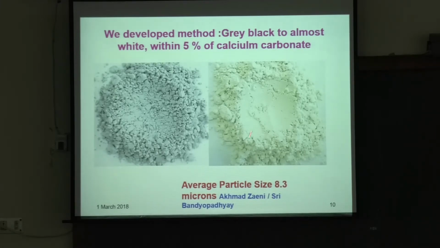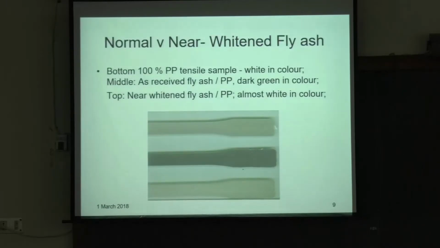And then this is the near-whitened fly ash. When it's within 5% of calcium carbonate, that means it has 95% whiteness of calcium carbonate. All right? We also measured barium sulfate, which is a little bit whiter than calcium carbonate, but again about 95 to 96%. So this looks quite white. From here we change that, and if you go back, that changes the color of the composite from this to that.